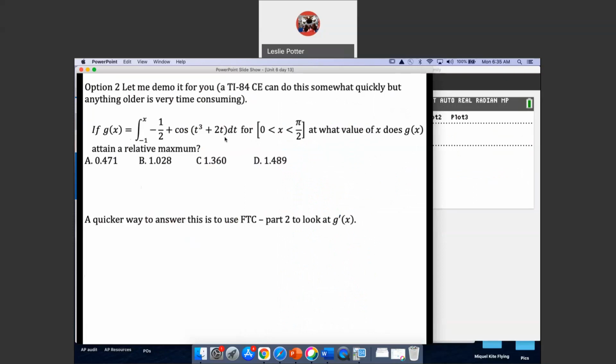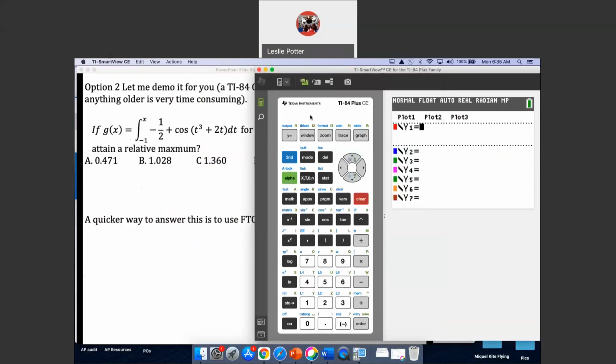So I know this is the derivative. I'm going to graph this. And remember, maximums is where the derivative goes from positive to negative. And I'm going to go in this domain. So let me set that up. So we are going to graph negative 0.5 plus cosine x cubed plus 2x, close my parentheses. So that is the derivative. We know when the derivative goes from positive to negative that we've reached the relative maximum.